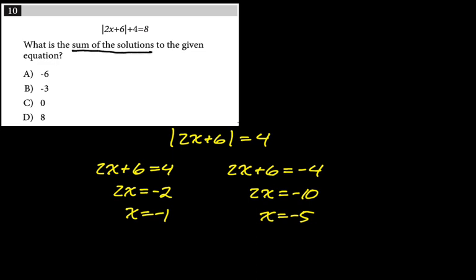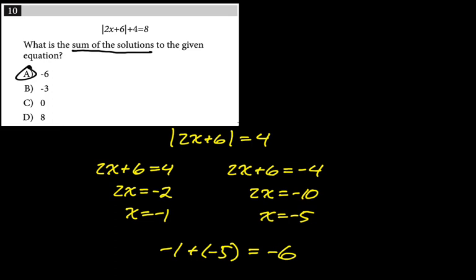Sum of the solutions, I have to add these together. So -1 plus -5 is definitely -6. That is the answer to this question. I would not freak out about this at all. I don't really think there is an alternative way of doing this because they're asking for the sum of the solutions, so we couldn't just pick numbers and plug them in. But the actual algebra, not very intimidating if you are not afraid of absolute value, which there's no reason for you to be. So that's that problem.